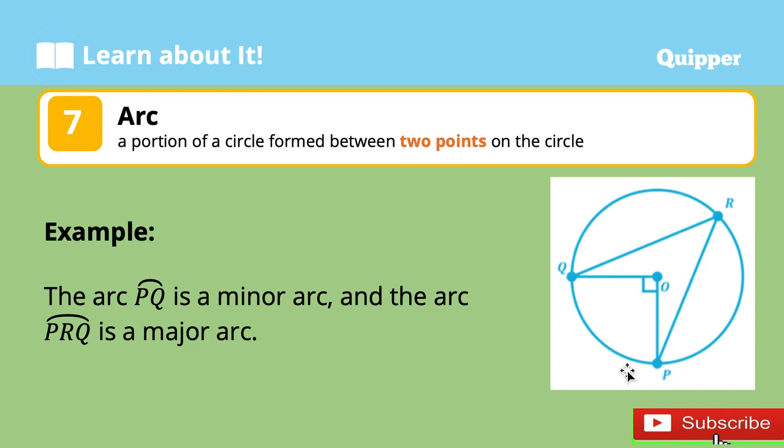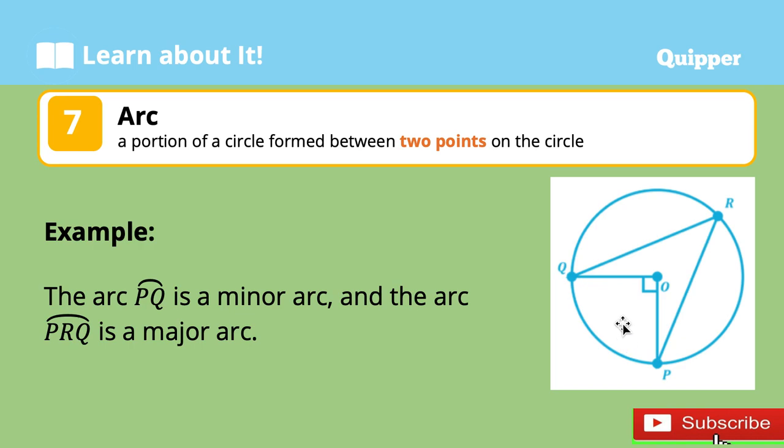Number 7, we have arc. It is a portion of a circle formed between 2 points on the circle. Take note, we have 2 arcs. First is the minor arc, whose measurement is less than 180 degrees. And second, the major arc, whose measure is greater than 180 degrees.